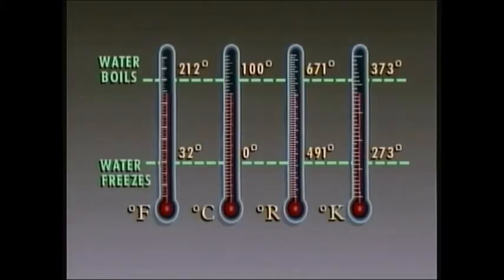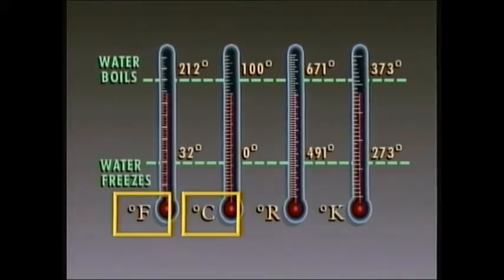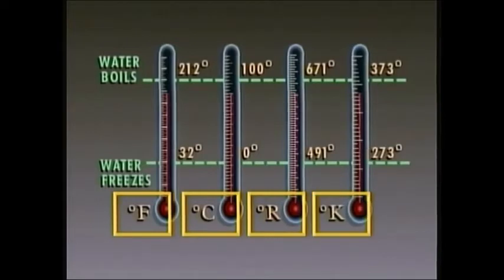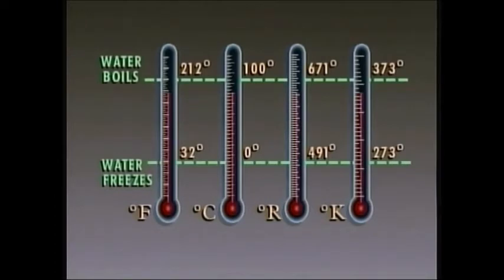There are 4 temperature scales which can be used in industrial instrumentation and control systems: Fahrenheit, Celsius, Rankine, and Kelvin. You may already be familiar with the Fahrenheit and Celsius scales. These are the 2 most commonly used temperature scales. We'll use the boiling and freezing temperatures of water to compare these temperature scales.